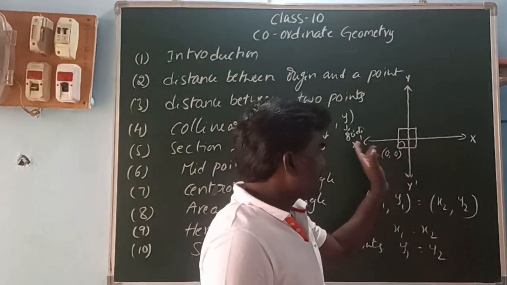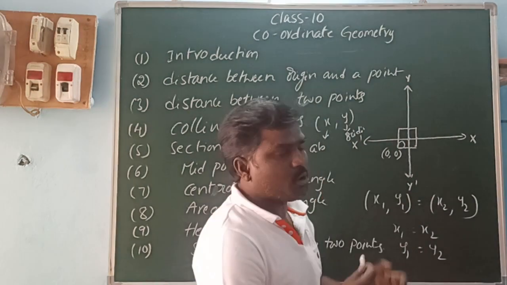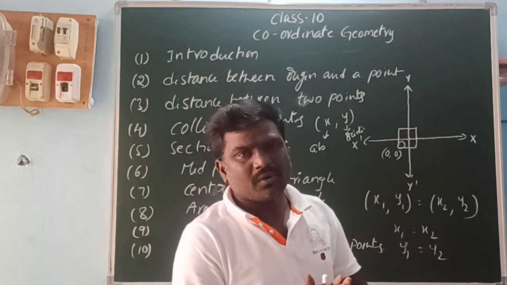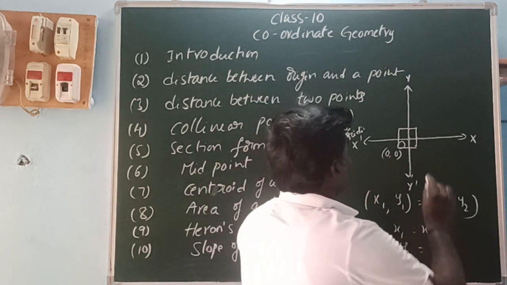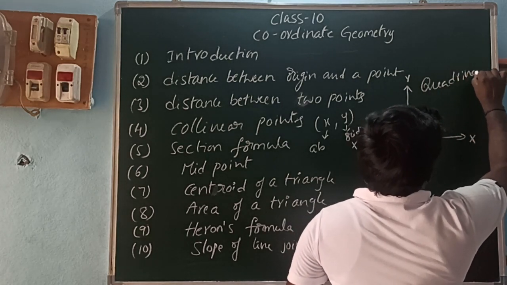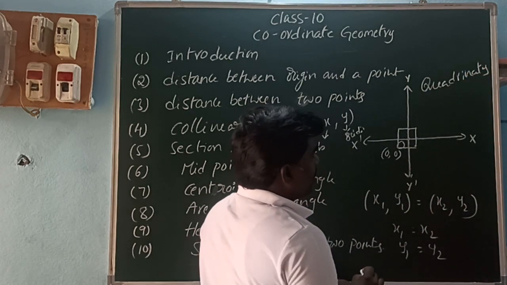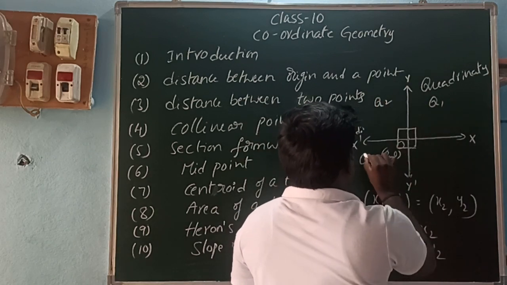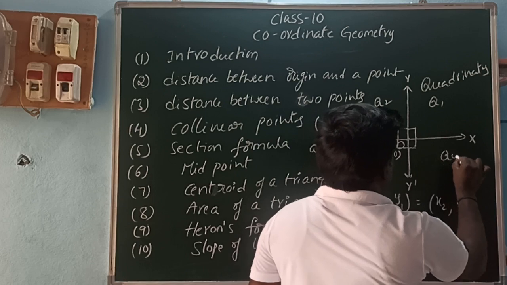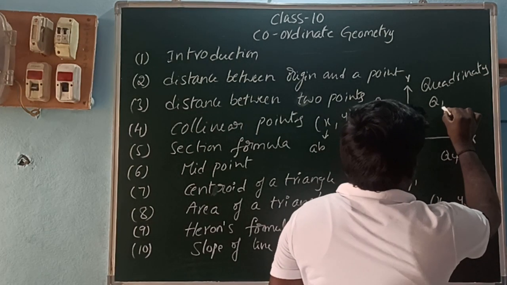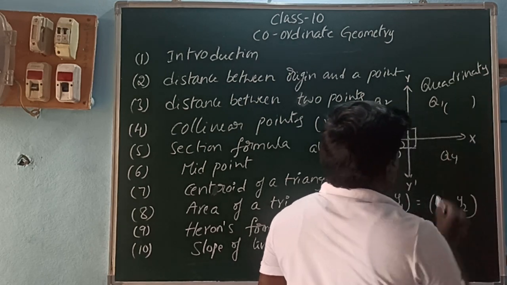When the two axes meet at one point, they form how many parts? Four equal parts. Those four equal parts are called quadrants. So four quadrants form: Q1, Q2, Q3, Q4. In these four quadrants, the signs of the ordered pairs are as follows.